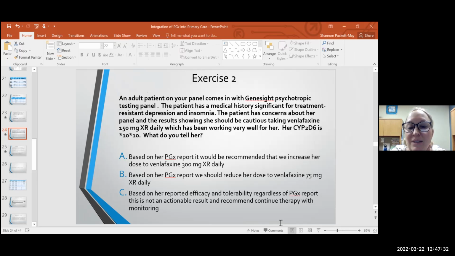Her CYP2D6 is star 10, star 10. What do you tell her? So this is where you can use the report. So what is the star 10 in that report that you have up? What's her phenotype for CYP2D6?